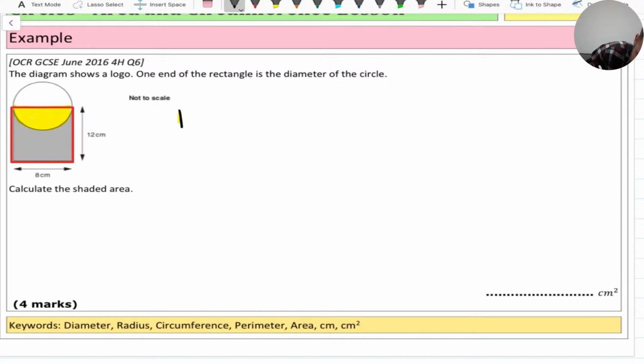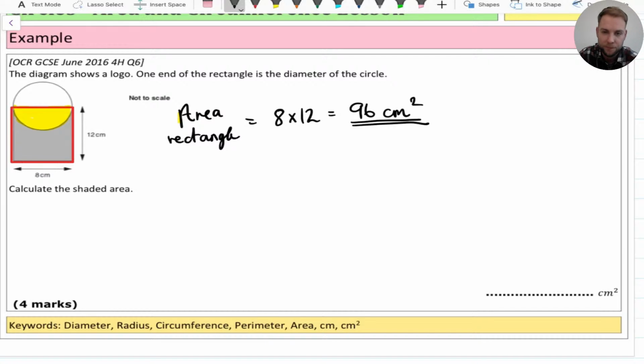The area of the rectangle, to make it nice and clear to the examiner, is equal to length times width, which is 8 times by 12. 8 times by 12 is equal to 96 centimetres squared. The area of this semicircle, well, I know that this circle, let's just draw a little circle. I know that the diameter in this circle is equal to 8 centimetres. And I know that the radius would be half of that, which is 4 centimetres.